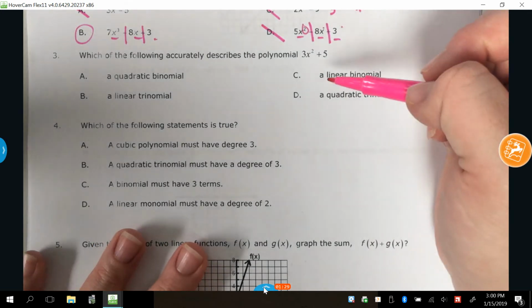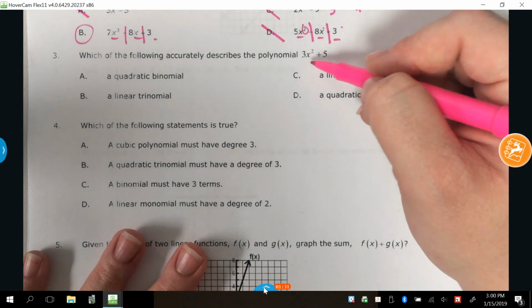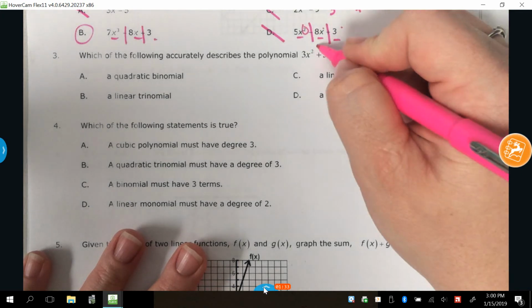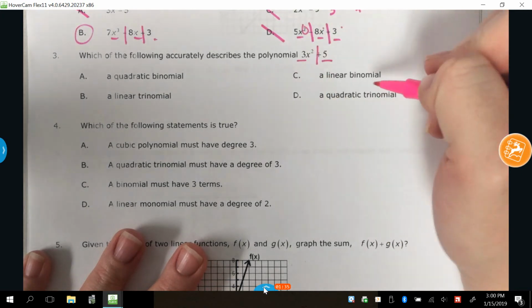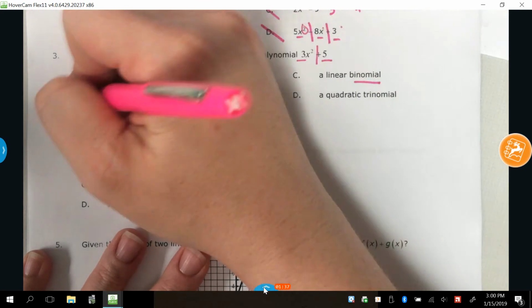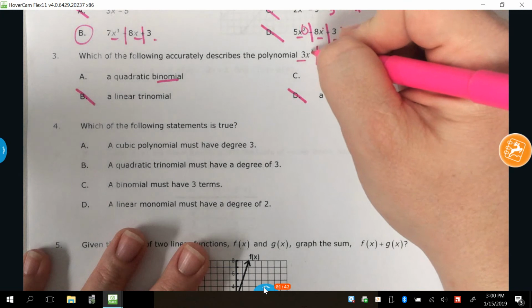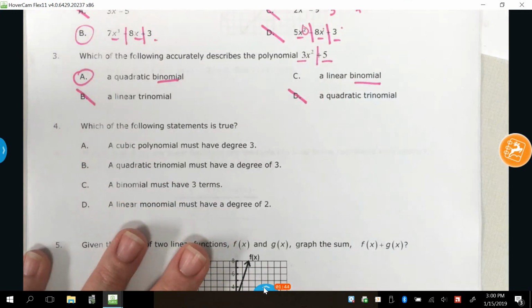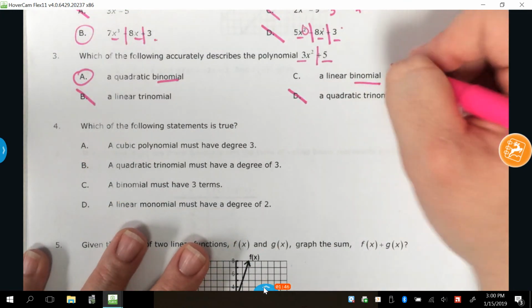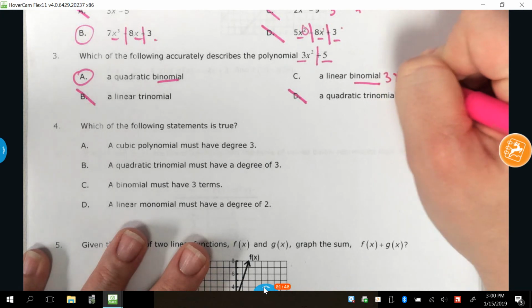Which of the following accurately describes the polynomial 3x squared plus 5? Well, there's 2 terms, so it's a binomial, so we know B and D are wrong. And it's quadratic because it goes to degree 2. Linear would be degree 1, so it would be like 3x plus 5.